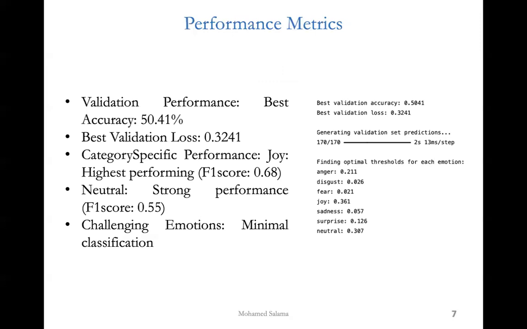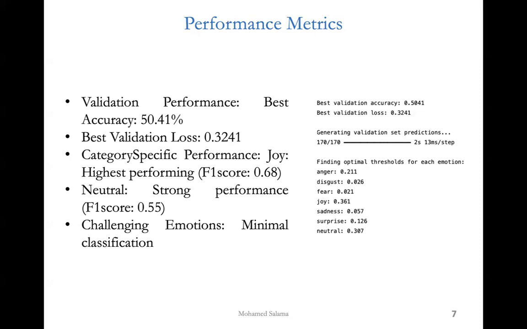Moving onward to the performance metrics, I analyzed the emotion recognition model's performance, revealing a nuanced understanding of machine learning's emotion detection capabilities. The validation accuracy of 50.41% signifies a breakthrough in multi label emotion classification, with a validation loss of 0.3241 indicating meaningful pattern learning.